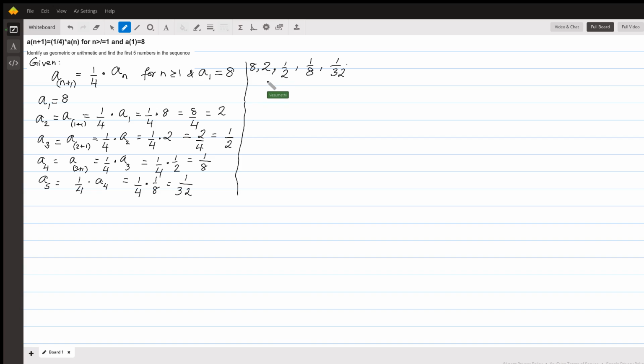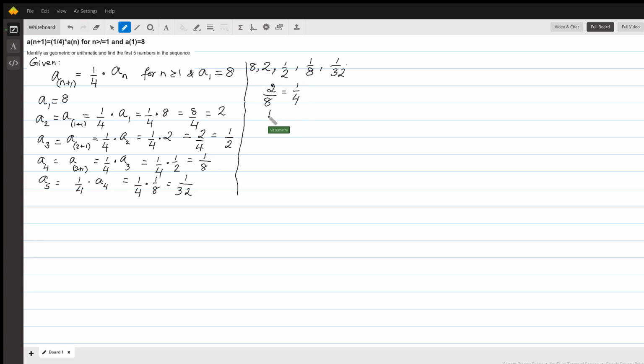Now, what do you remember about the geometric sequence? In a geometric sequence, you take the current term and divide by the previous term. I'm not going to start with 8, because if I take 8 as the current term, I don't have a previous term. So my current term is 2 divided by the previous term, which is 8. And this is actually 1 over 4.